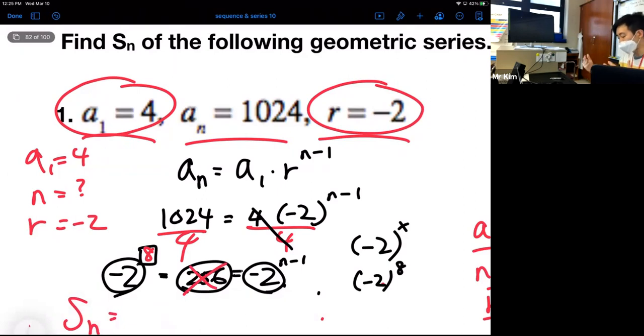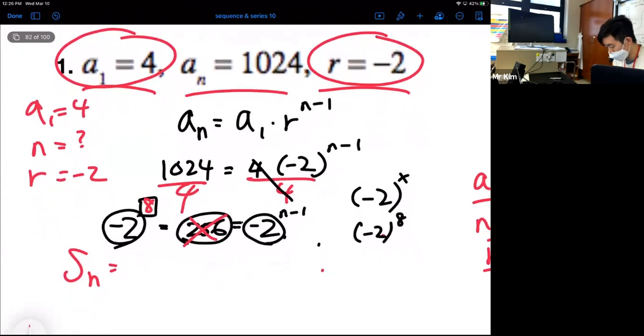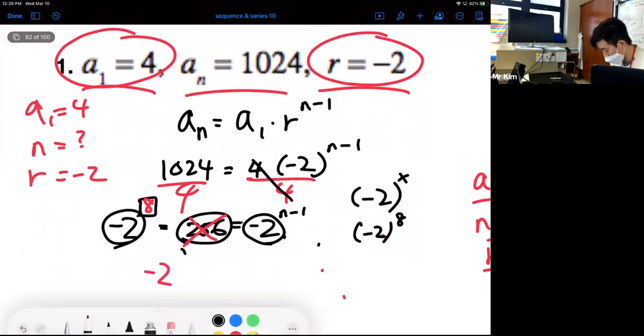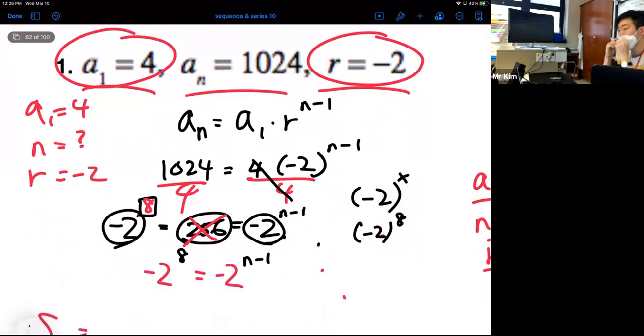So you say -2 to the 8th power, which is the same thing as saying positive 256 because it's an even power. It's going to be the same thing as -2 to the power of n minus 1. I might have to move this down a little further because we're not ready to solve for this yet. All right, so rewriting this, -2 to the 8th power is equal to -2 to the power of n minus 1. What do you guys think I should do next?